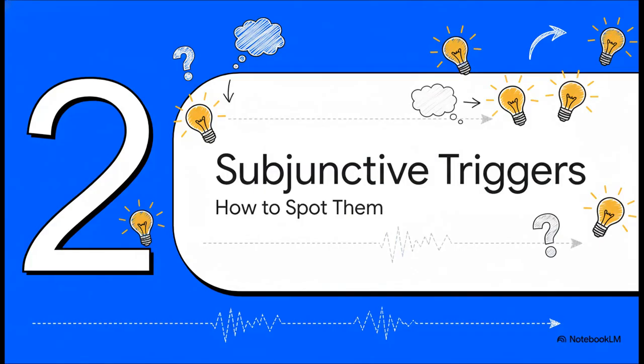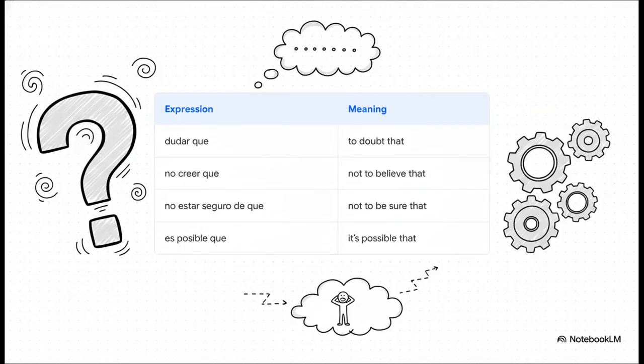Okay, so if doubt is the trigger, the big question is, how do you spot it? Well, the good news is Spanish gives you these awesome little cheat codes. They're basically signal phrases. You can think of them like little flashing signs on the highway that say, warning, subjunctive ahead. Once you learn to spot these triggers, you'll know exactly when to use it. It becomes almost automatic.